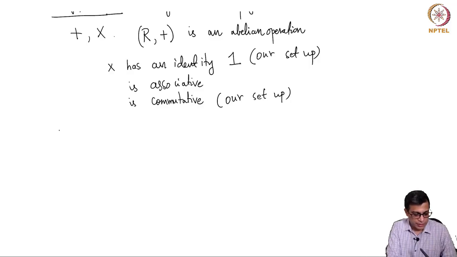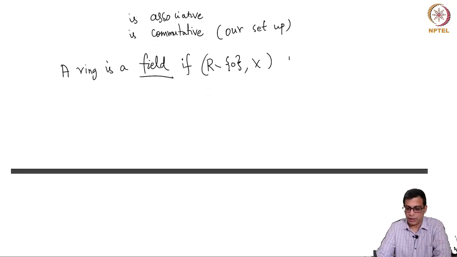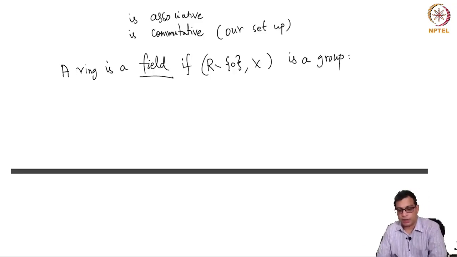Before I write the typical examples, I'll also mention what a field is. Fields are special types of rings. A ring is a field if R minus 0 is a group under multiplication. Certainly you cannot include 0 and expect a group operation, because 0 cannot be multiplied with anything to get the identity element 1. So 0 cannot have an inverse. But if every non-zero element has an inverse, we say that it's a field.